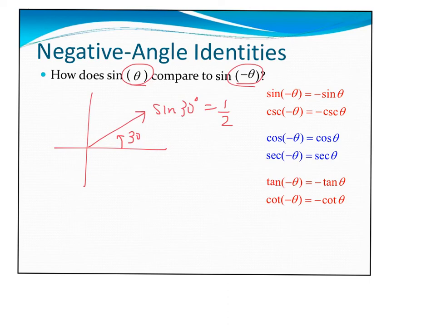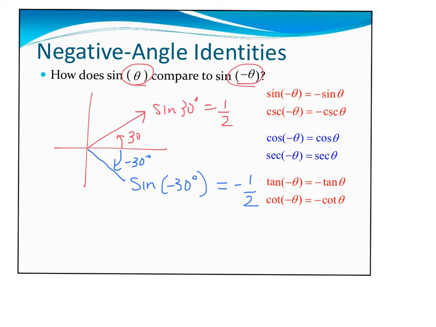Now, if I wanted to find sine of negative 30 degrees, it would be a mirror image of sine of positive 30. And the only difference is that now I am down in quadrant 4. And in quadrant 4, sine is negative, so this answer would be equal to negative 1/2.